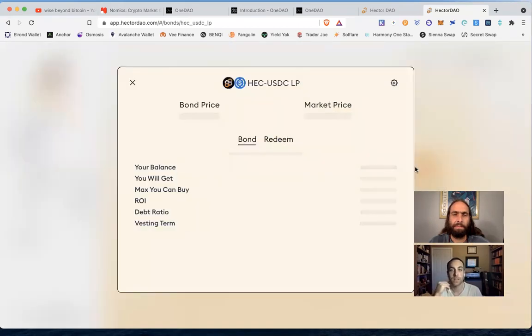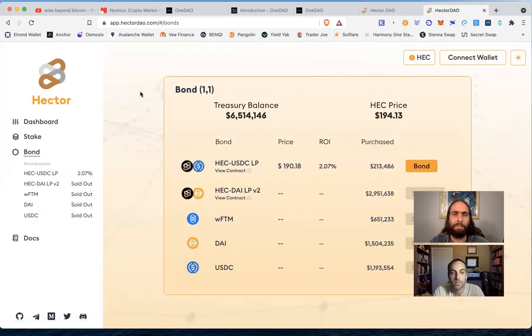So yeah, that kind of just gives you an introduction into what's going on here. Vesting term is 5 days. Yeah, you'll get your Hector over that 5 day period. And you see the same 1,1 and 3,3 references you'll see in the other Olympus DAO forks.